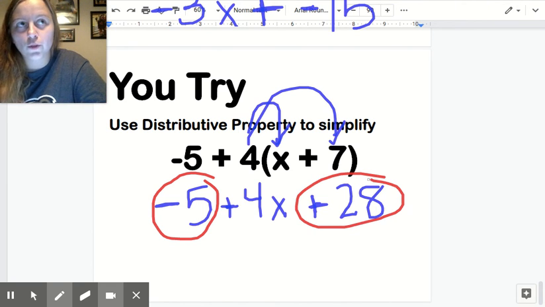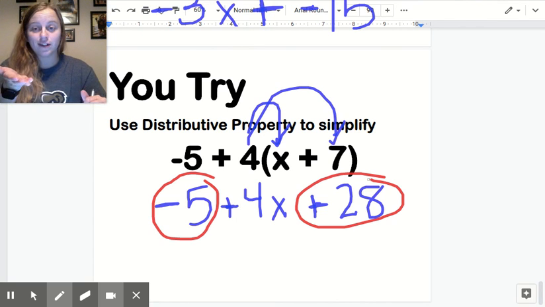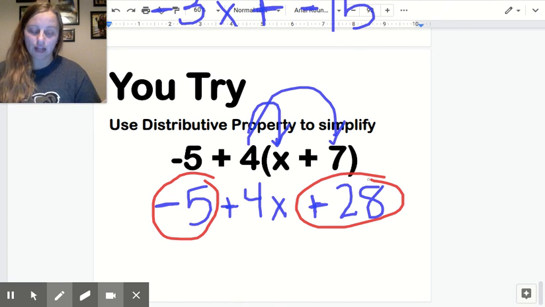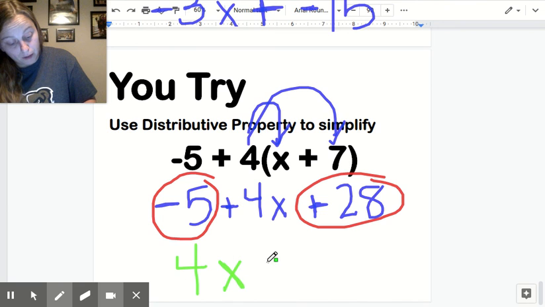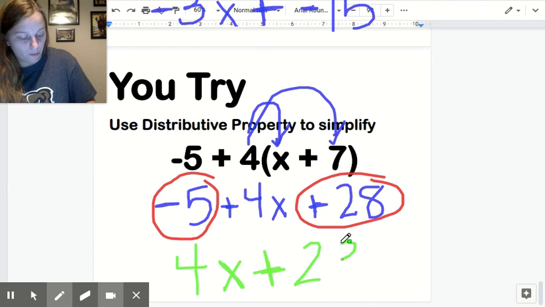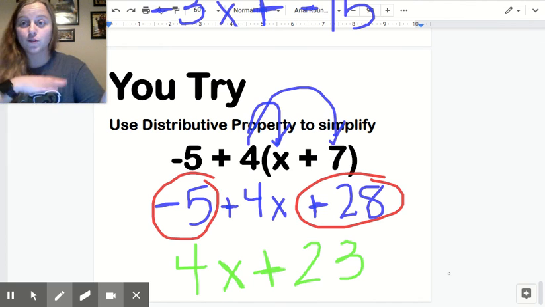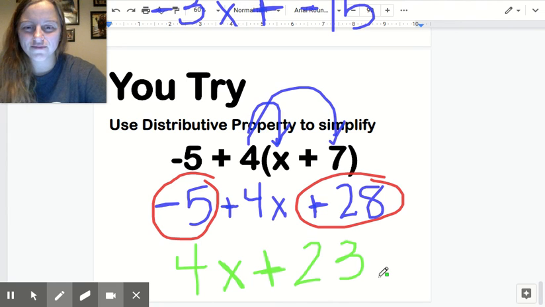Negative 5 with 28. Think back to your chips, guys. If I had 5 red chips, because they're negative, and 28 green chips, what would cancel out? What would I have left? Well, I would have a 4x plus 23. 5 negative chips would cancel out 5 positive chips, 23 chips left. If you wrote it as 23 plus 4x instead, still good to go.